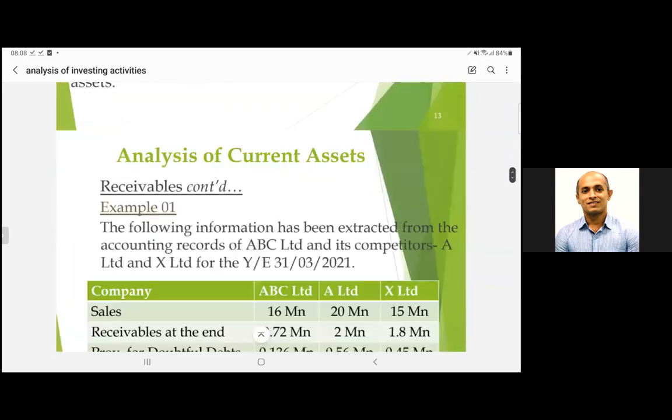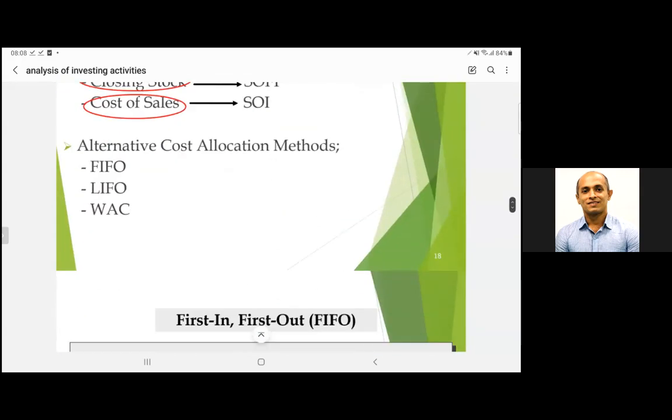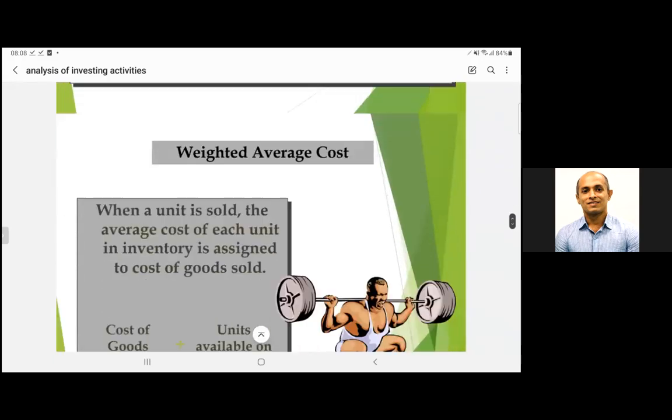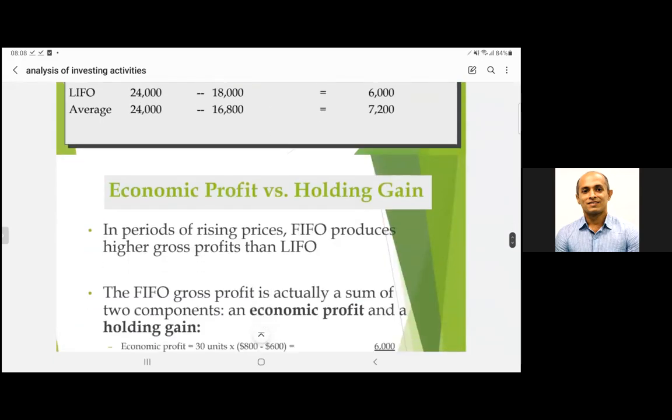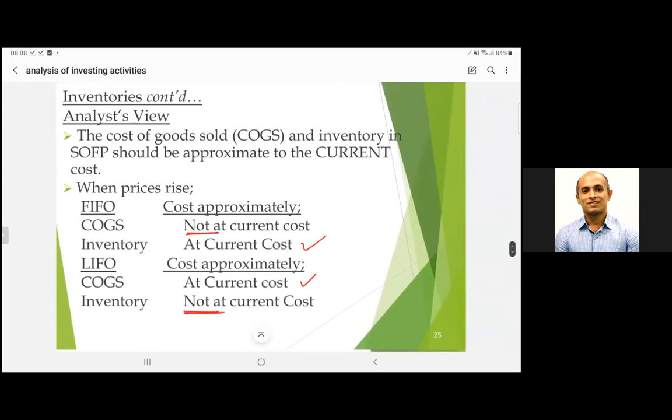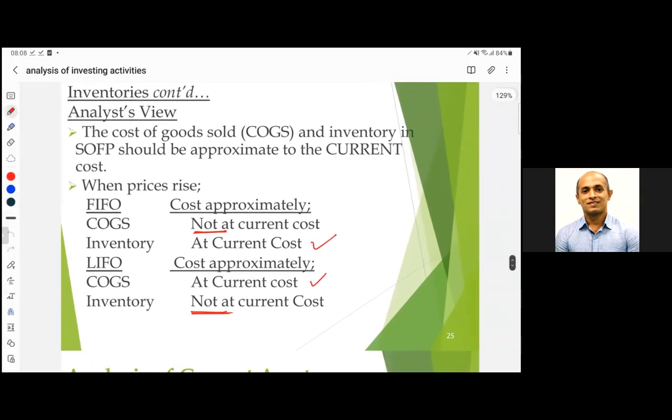Then we started analysis of inventory. So we have studied three types of costing: FIFO, LIFO, and weighted average cost. So these three types of inventory costing have different implications on financial statement.